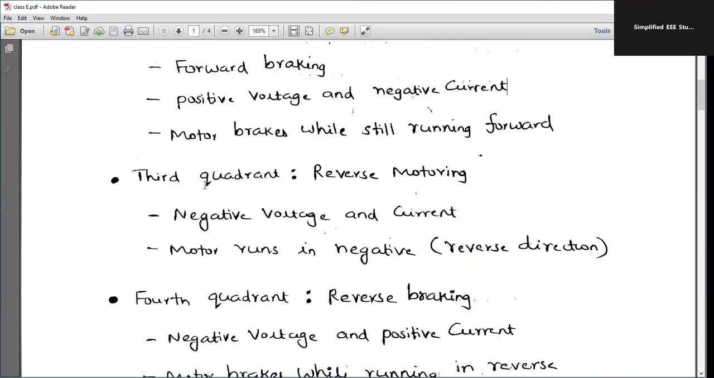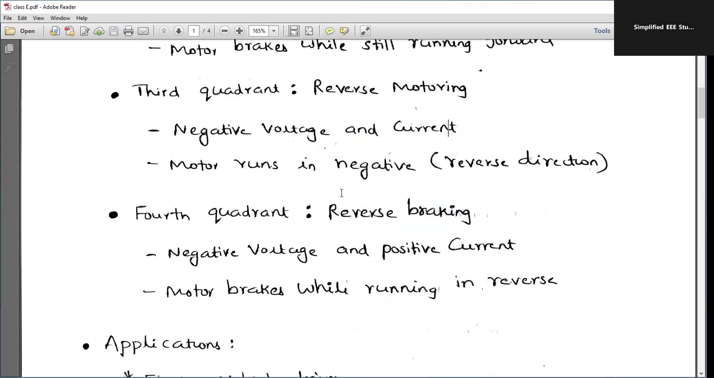Whenever we are considering the third quadrant, that is known as reverse motoring. That means the motor runs in the reverse direction. In the first quadrant, the motor is running in the forward direction, whereas in the third quadrant operation, the motor is running in the reverse direction. So both the current and voltage are negative in this particular third quadrant operation.